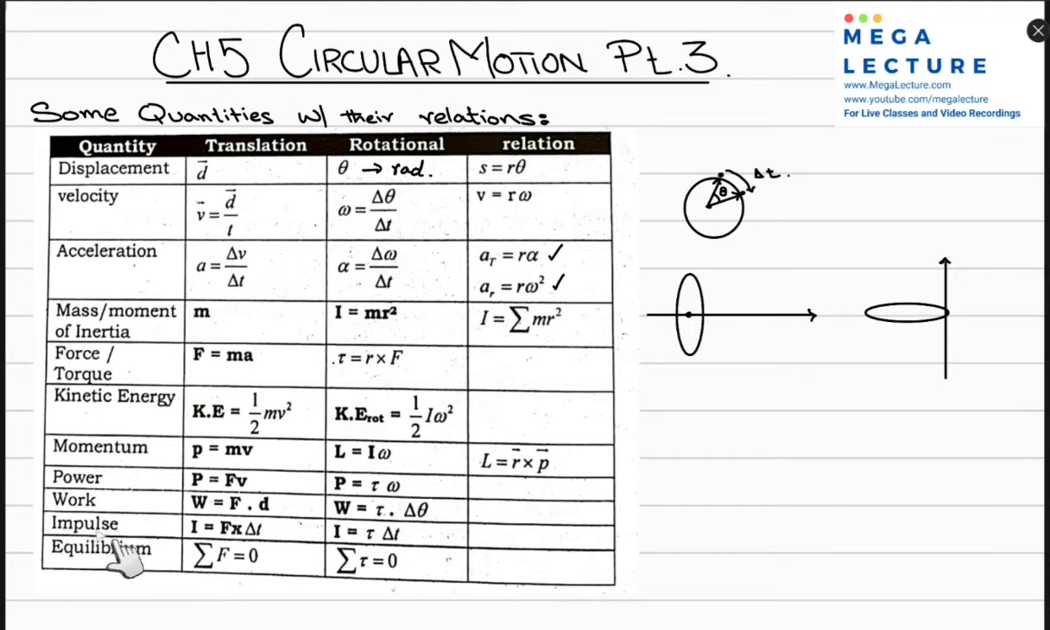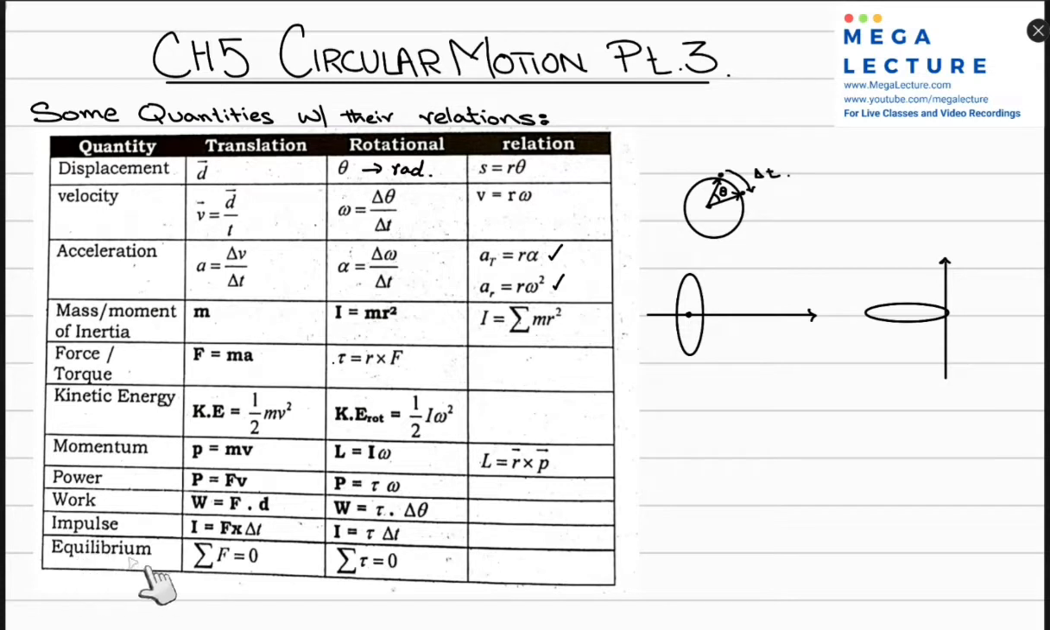Moving on, we have impulse, and impulse for translational motion was defined as the product of force multiplied by the duration for how long this force was applied on the system. So that's impulse in translational motion. Similarly, in rotational motion, the analog of force, which is torque, is used, multiplied by the duration of time for which the torque is applied on the system.